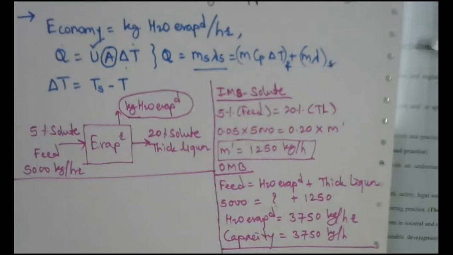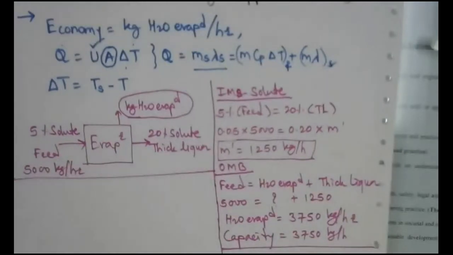Now how to calculate this area? So for that purpose we have already discussed that we should know the value of Q, then delta T, and we have already known about the U. So on that basis we can calculate the area.